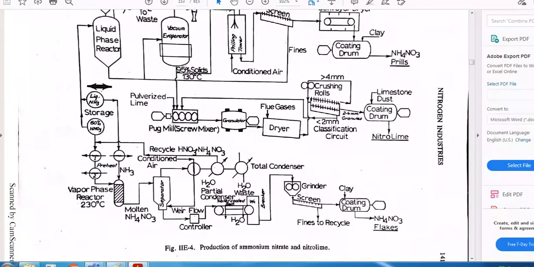So what is happening here? Here you have the major percentage as ammonium nitrate. So in the ammonium nitrate, it should incorporate.